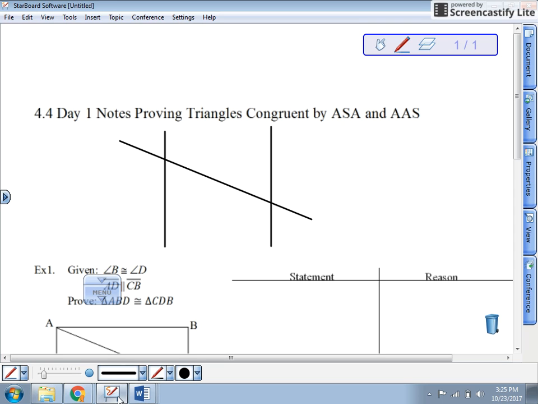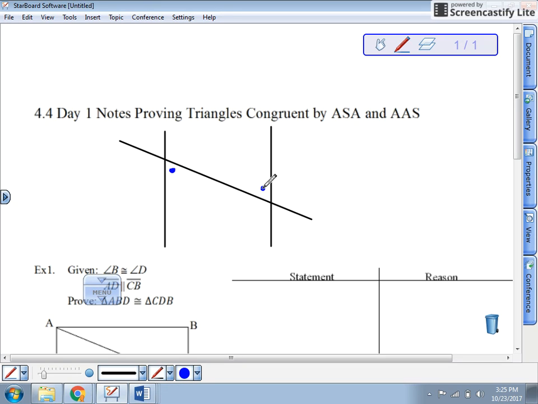Welcome to the notes on proving triangles congruent by angle, side, angle, and angle, angle, side. Before we get into these notes, we've got to remind ourselves, if we had two parallel lines and we had this line going through it called a transversal, it created a bunch of special angle relationships, and a lot of those angles were congruent. Specifically, let's take a look at, if I said this angle here was congruent to this angle right here. Well, why would that be?